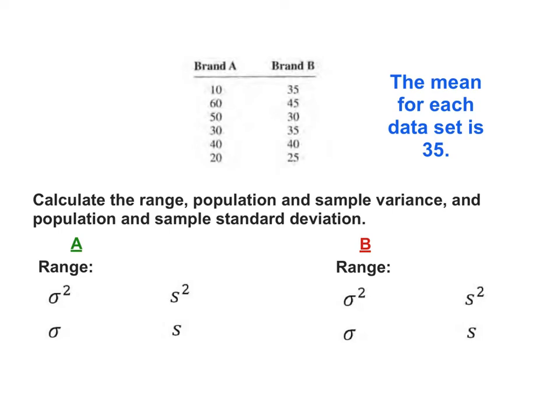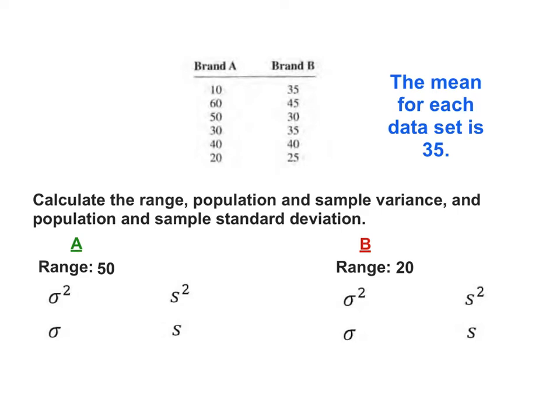All right, what's the range for A? 50, because what's the biggest number? 60 minus 10. What about for brand B? What's the biggest number? 45 minus 25, okay? That's the range. So for A and B, there's your range. That's the first part of it.